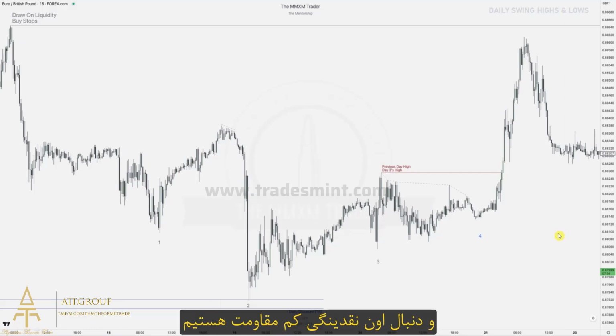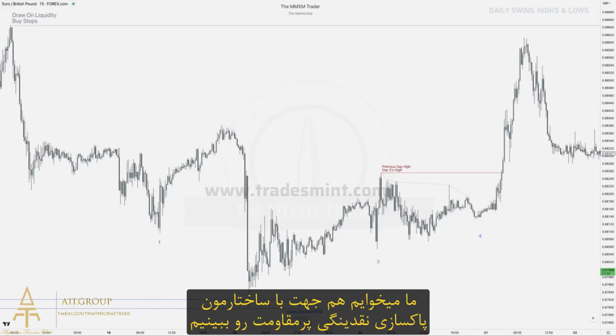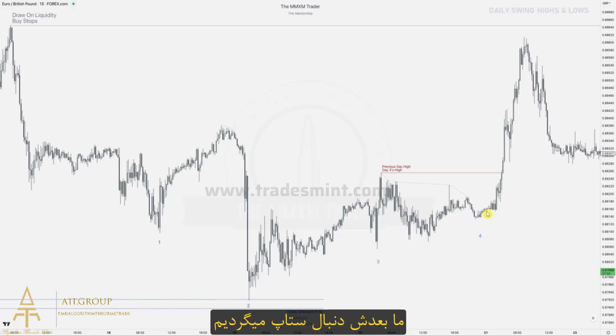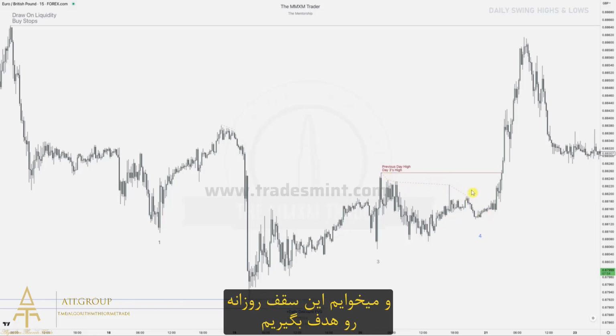So looking for that low resistance liquidity, we want to see those failure swings. That's what we want to aim for. We want to see a high resistance liquidity run with our structure. So if we run a low and we reject, then we can look for a setup afterwards. So we've got those failure swings up here, low resistance liquidity. We're going to aim for this daily high.